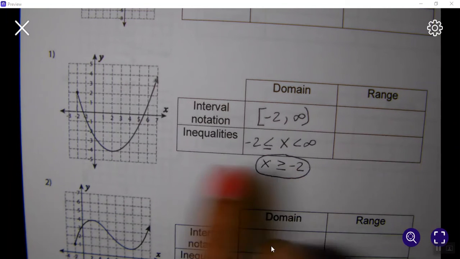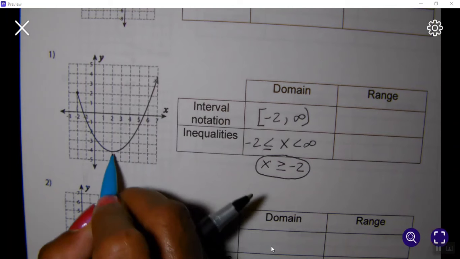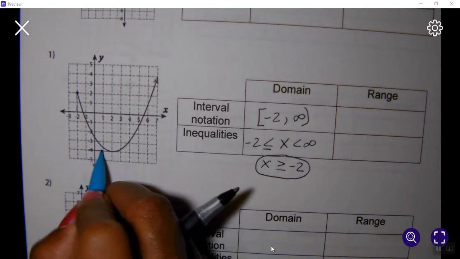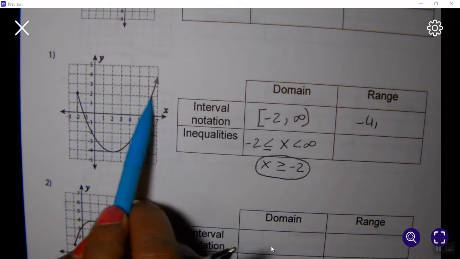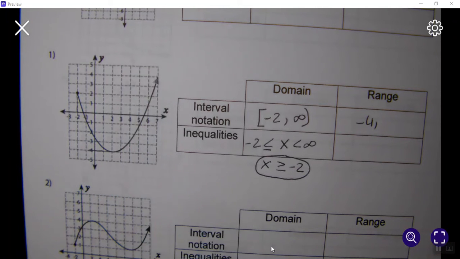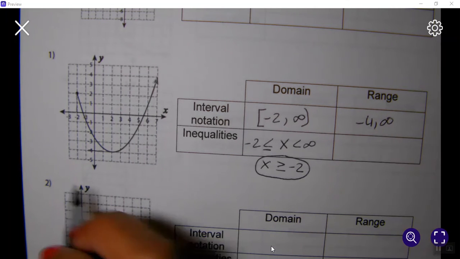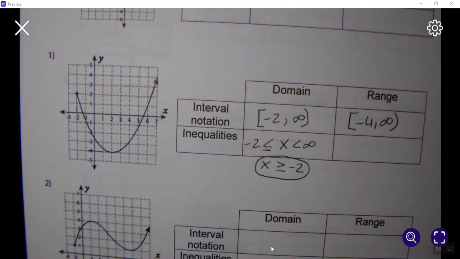Range. The range is on the y-axis at the bottom. It starts at -4. And then it doesn't stop here. It keeps going and actually keeps going up. So it keeps going to infinity. It's touching at -4, so I'm going to include it.